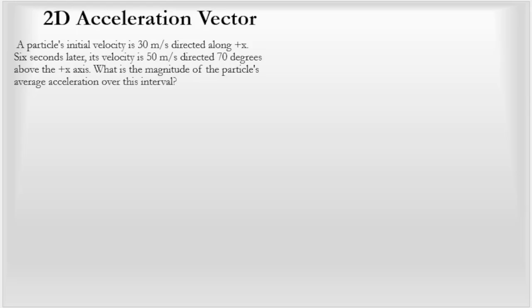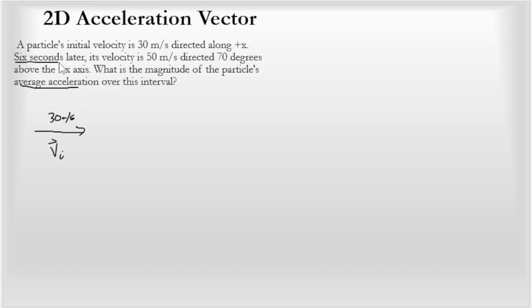So the problem that I chose here talks about having an initial velocity vector and a final velocity vector that changed over a period of time, and they asked us for the average acceleration. A particle's initial velocity is 30 meters per second directed along positive x. Okay, so I'm going to draw that here. Let's do a straight vector. Here's 30 meters per second. That's v initial, directed along the x direction.